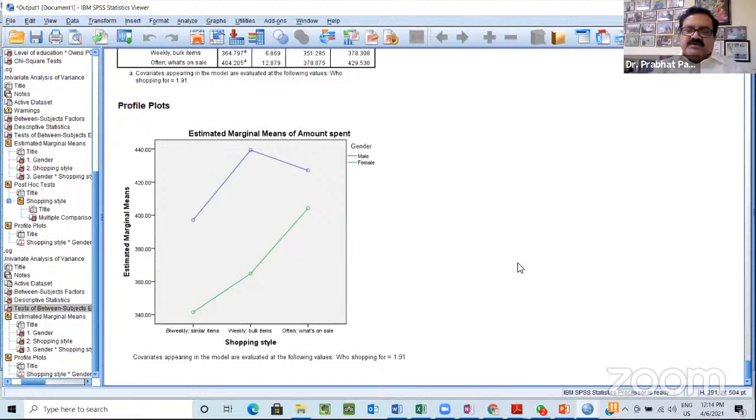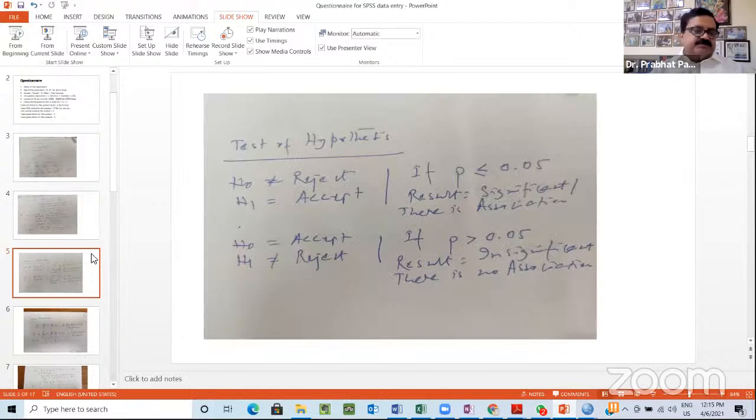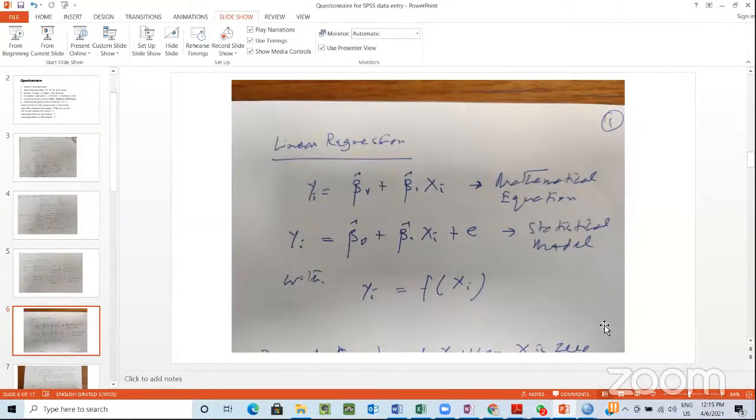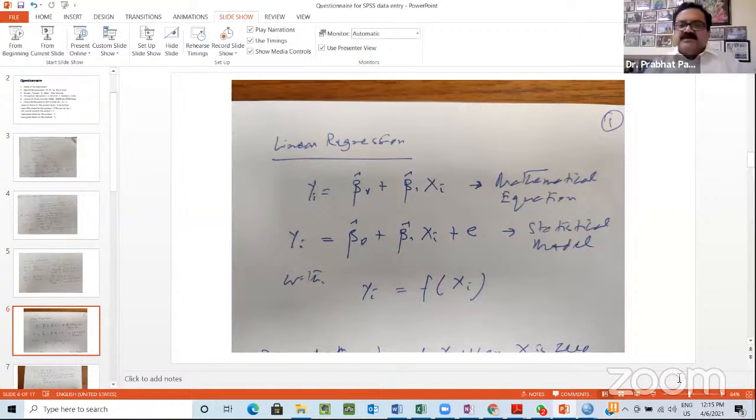So this is the ANOVA model and ANCOVA model. Any questions on that? If this is fine, then we can move to regression, which is our main preoccupation. We need to learn a little more on regression.